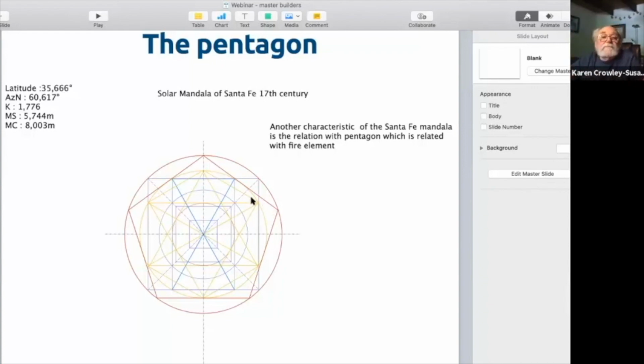With this circle right here, you can see right here is the solstitial quadrilateral, all right? The circle goes from the center point to the corner of the solstitial quadrilateral, and that makes the sun circle. And that's a very special circle. And of course, the pentagon touches it exactly, so that makes it very, very connected to the latitude of Santa Fe.